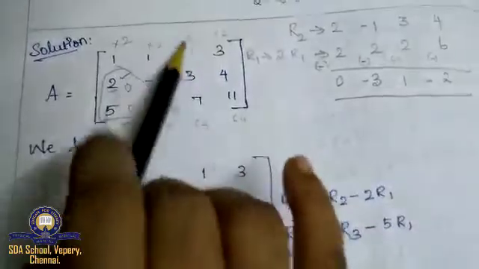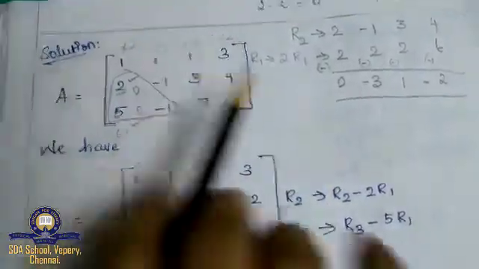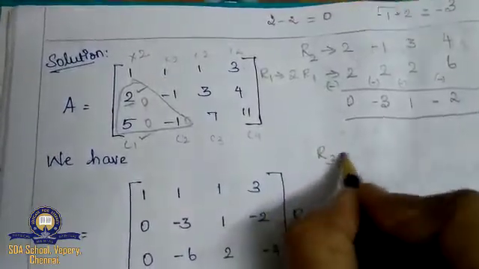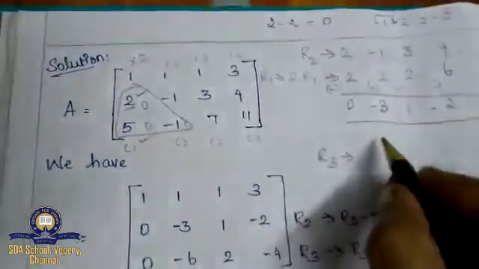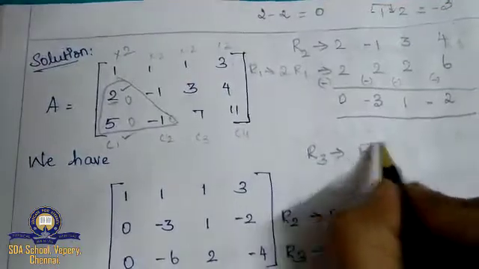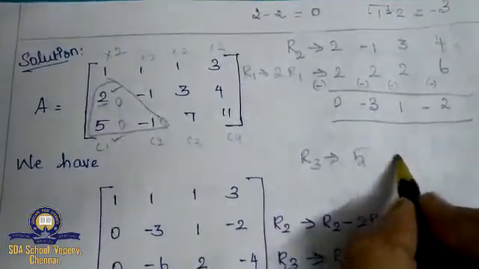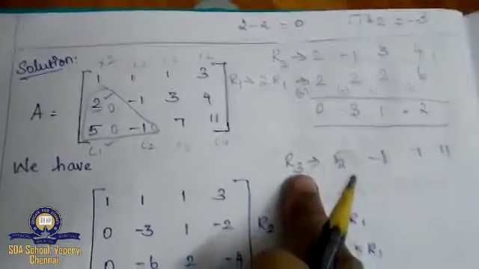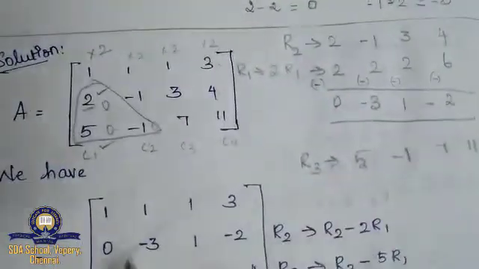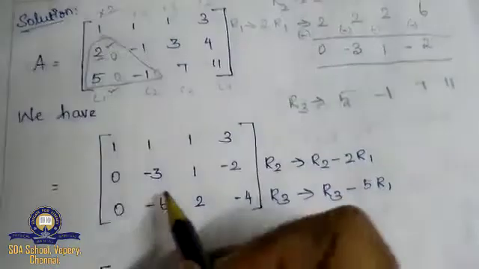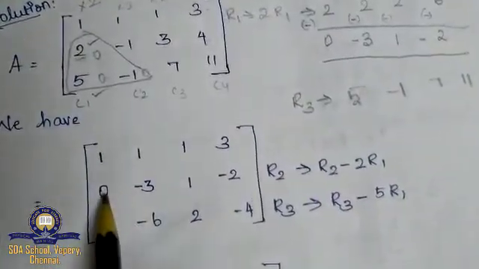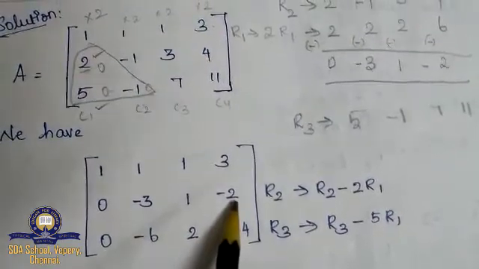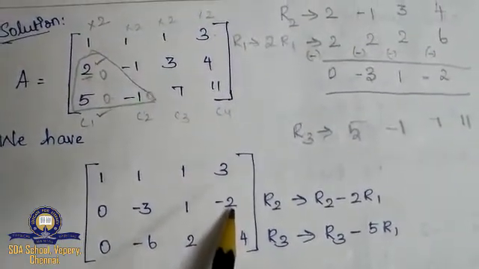Similarly what we did for row 2, we are going to do for row 3. So first I am going to write here the row 3 value. So what is the row 3 value? 5, minus 1, 7, 11. This is my row 3 value. So see, now this is my new value for R2. So 0, minus 3, 1, minus 2. This is my new value for R2.